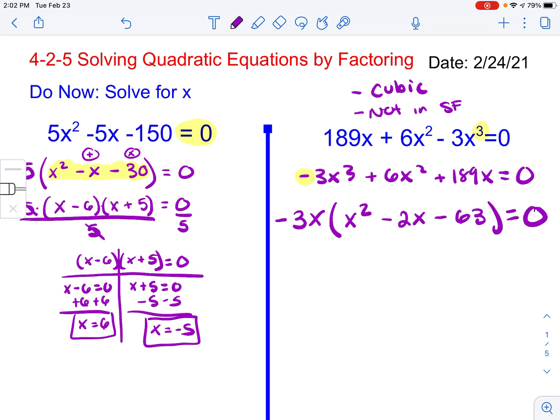Okay, so now by taking out a GCF of x, what we actually did is we turned this cubic into something that is quadratic and factorable. Inside this parentheses, x squared minus 2x minus 63 is factorable using two numbers that multiply to give me negative 63 and add to minus 2. Those two numbers being minus 9 and positive 7. And again, I bring down my equal to 0.